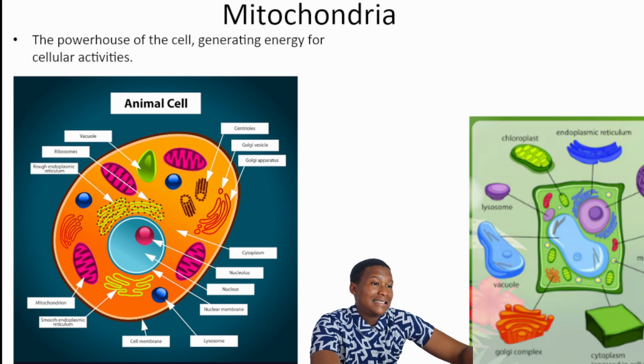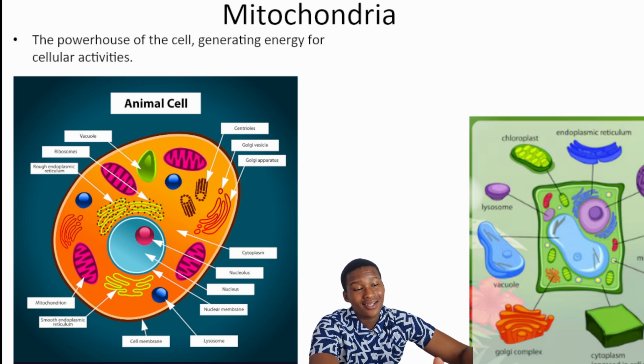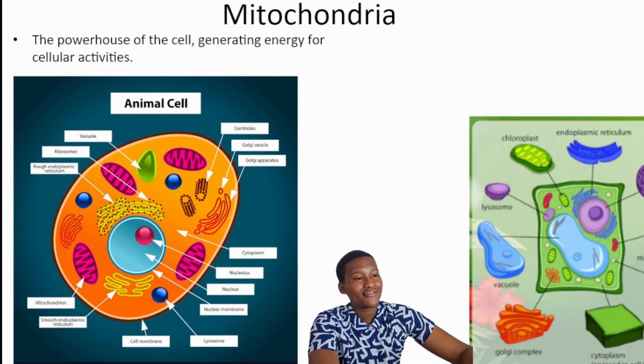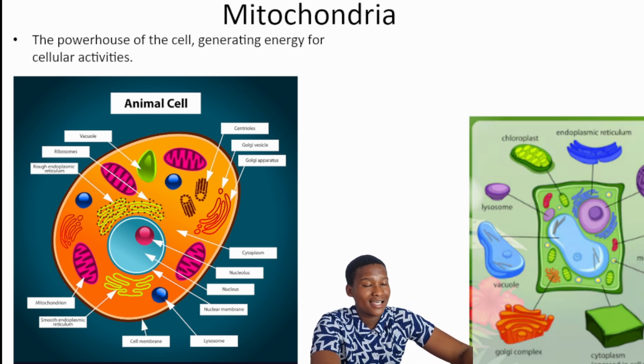It's the one that produces electricity for my laptop to run or for this phone to run. I'm giving you an example. So yeah, that's the mitochondria, the powerhouse of the cell, generating energy for circular devices. It generates the energy for things to be able to happen.